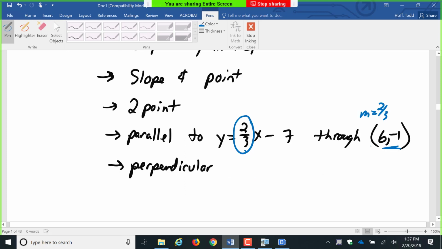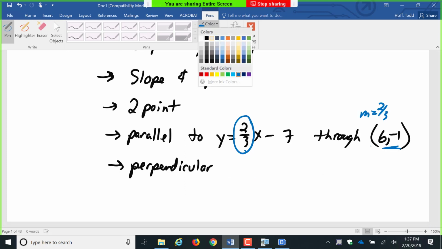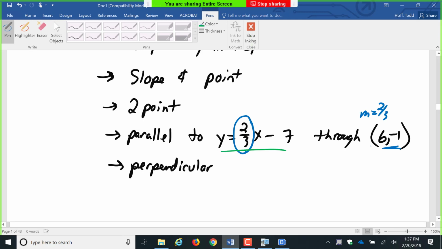If it's perpendicular, still all I want out of that equation is the slope of 2/3. The perpendicular, remember, is going to be the opposite reciprocal, negative 3/2, and of course still through that point.